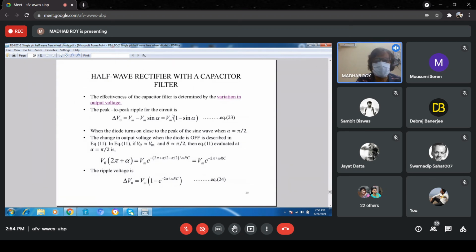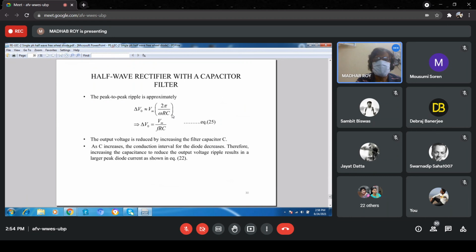Now, the variation of the output voltage is basically the peak-to-peak ripple, approximately. So this is called the ripple value. Now, the ripple value is finally dependent on what quantity you have observed. The output voltage ripple is reduced by increasing the filter capacitor C. Okay, ripple voltage is reduced.